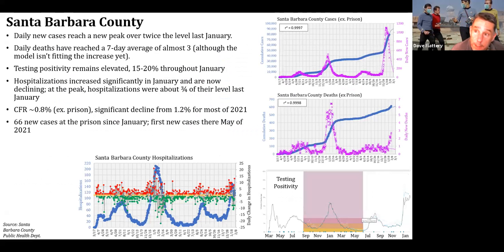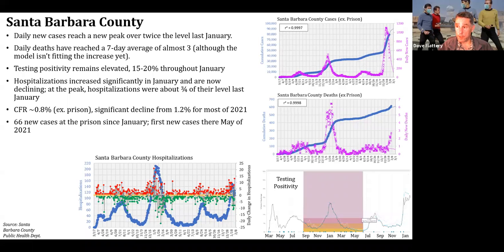In Santa Barbara County, we reached a new peak in January, a little bit past the middle of January. We crested a little bit over 1,000 cases, up to about 1,100 cases a day, where we previously maxed out at about 500. So, not unlike many other places, about double our previous record. Daily deaths have increased over the recent period, and this really looks a lot like the overall California or US graph.